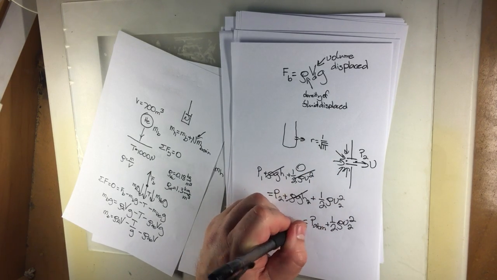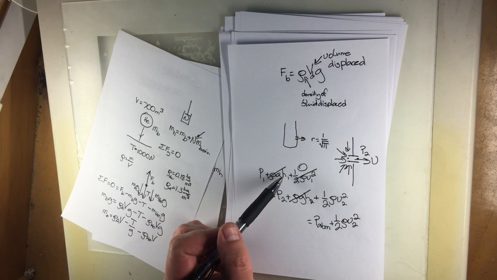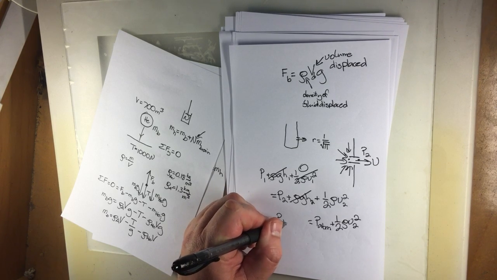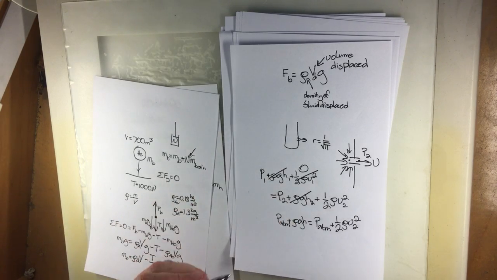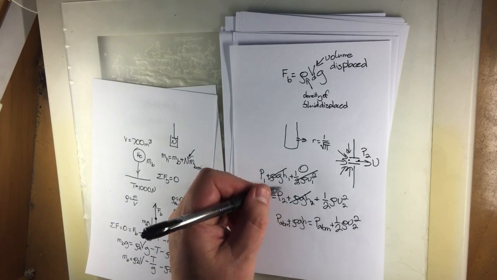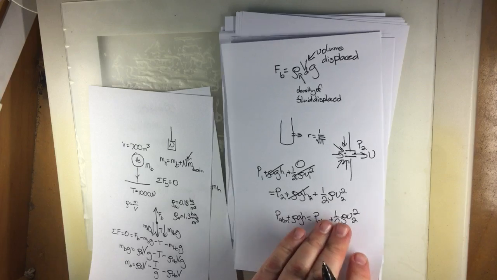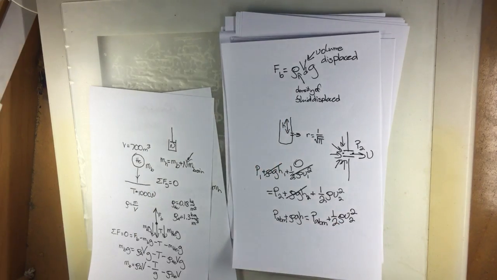Now P1 looks like a little bit of a cheat because it almost reintroduces rho GH. But P1 is equal to PATM plus rho GH. The way that I have H set up, H is not H1. H1 is the altitude at that point. This H is the depth underneath the surface.